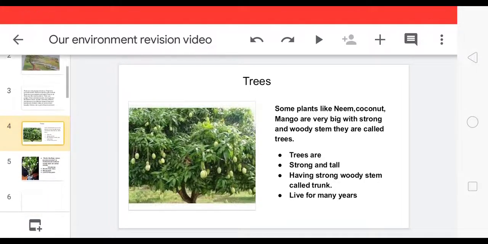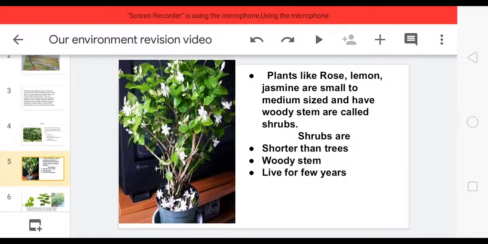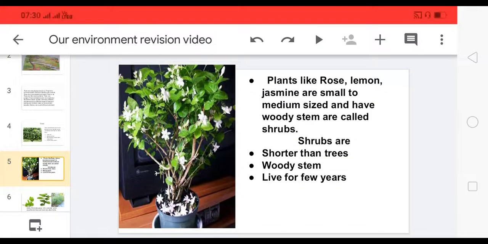Okay, now next type of plant is shrub. Plants which are small to medium sized and have woody stem are called shrubs. For example, rose, lemon, jasmine. These shrubs are shorter than trees. They also have woody stem and they live for few years.